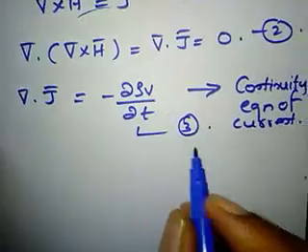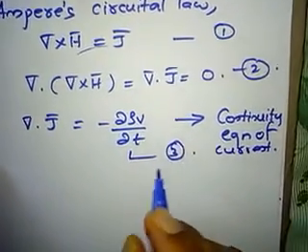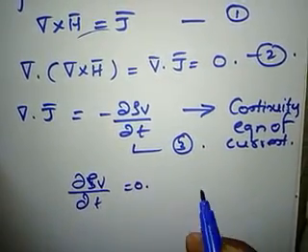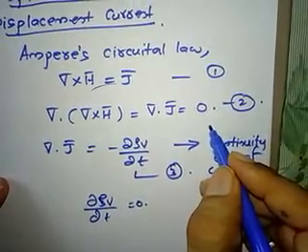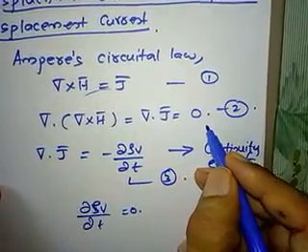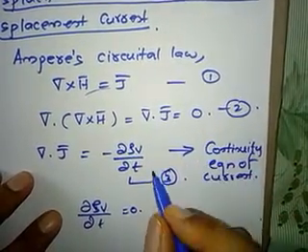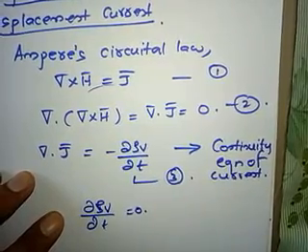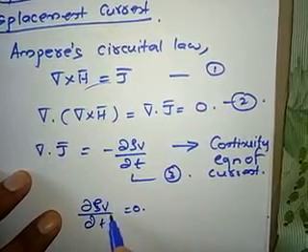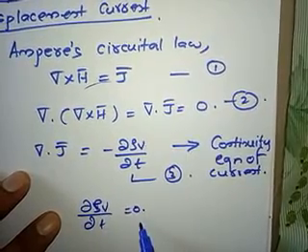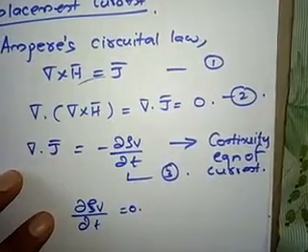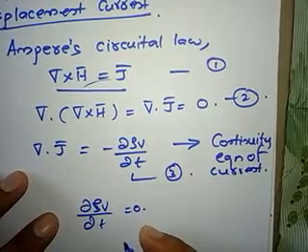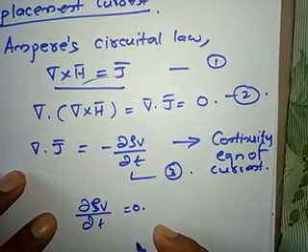From equation 3 it is clear that when dou rho V by dou T is equal to 0, then only del dot J bar will be equal to 0. So dou rho V by dou T must be equal to 0, which means rho V is constant. Differentiation of constant is 0. So this fundamental equation from where we have started cannot be applied for varying electromagnetic fields.